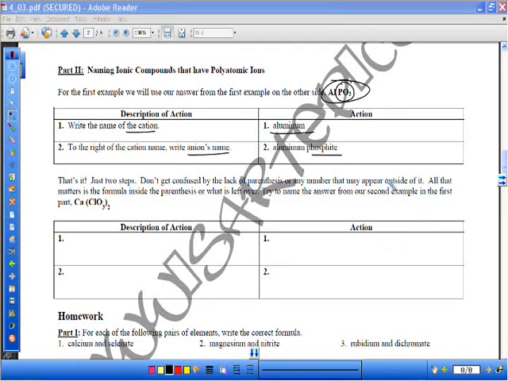Okay, so let's see here. We have this one right here. So the first one is always the cation, so we're going to say calcium. And then we have to recognize this ClO3 as the polyatomic ion, and that's going to be chlorate. And there you go. All right, let's do a little homework here.